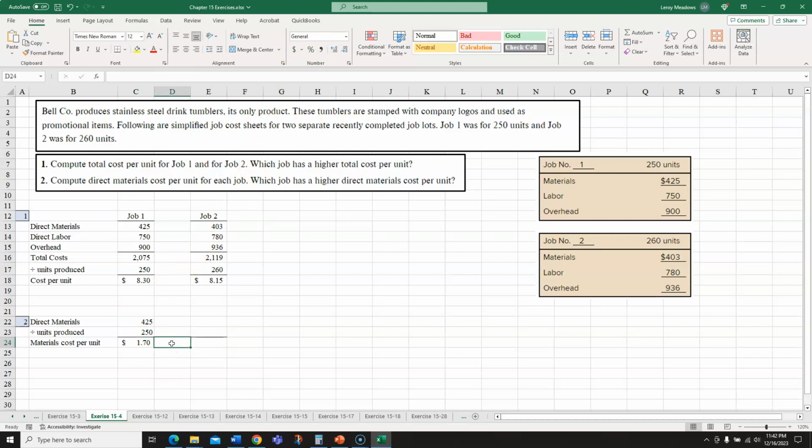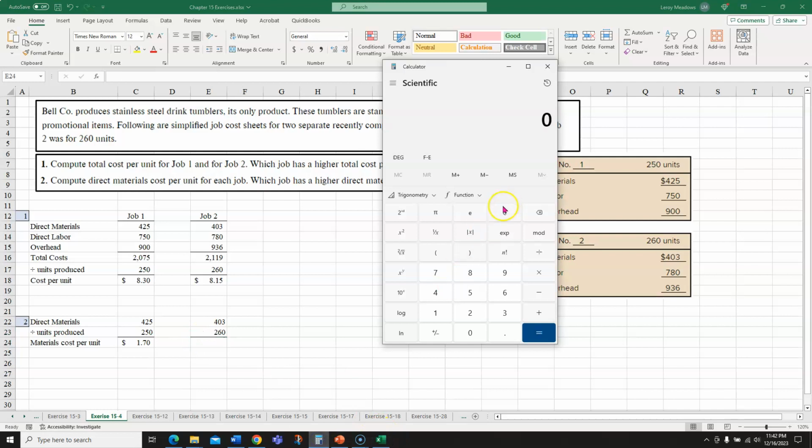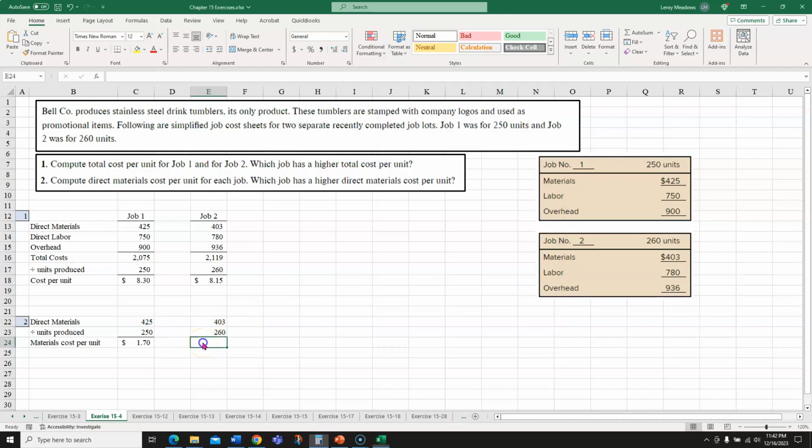Materials cost per unit. Now let's take a look at job 2. I have materials cost of $403 divided by the number of units I produced, 260. And that will give me what? 403 divided by 260 gives me a cost of $1.55 per unit. So which job has a higher direct materials cost per unit? Again, it was job 1. Materials cost per unit were $1.70 for job 1 and $1.55 for job 2.